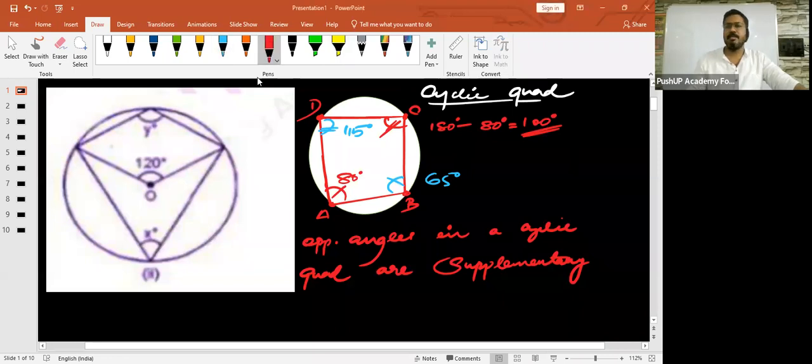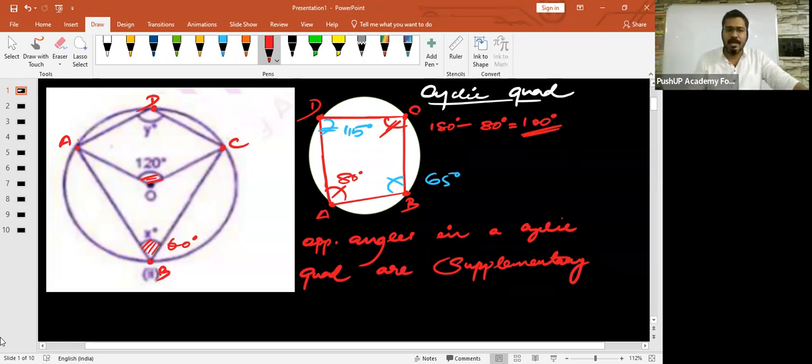Let me apply this property in the same question. You all figured out what is this angle X, how much it was? 60 degree, isn't it? I labeled these points as A, B, C, and D. Children, don't you feel this quadrilateral ABCD is a cyclic quadrilateral? Yeah, it is a cyclic quadrilateral. All the four vertices are lying on the circumference.